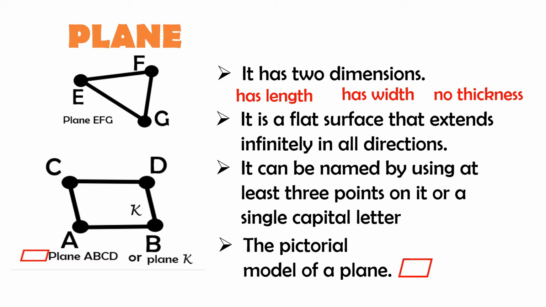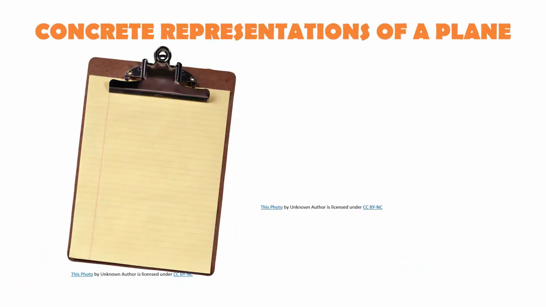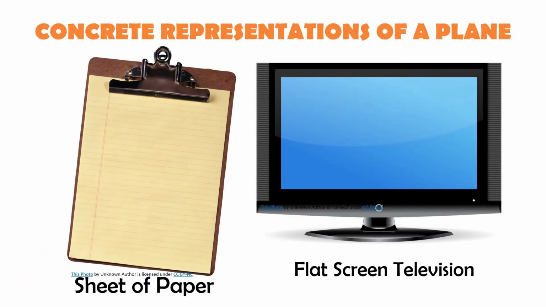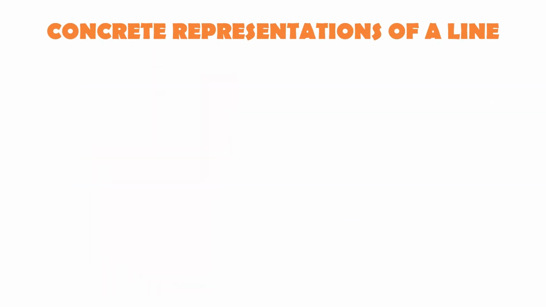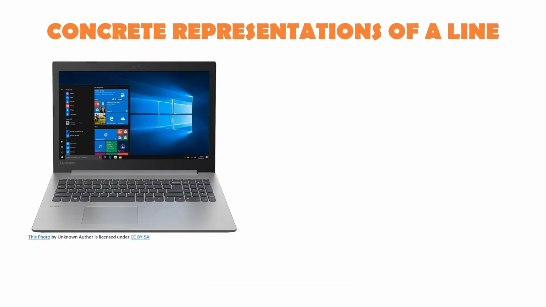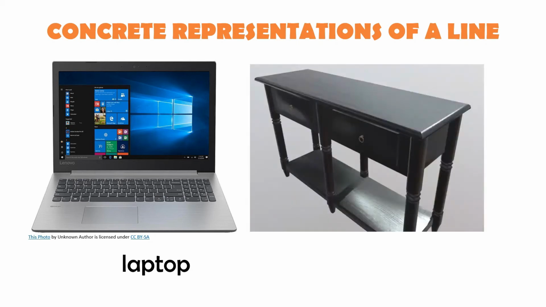These are the concrete representations of a plane. We have a sheet of paper and a flat screen television. We can also include the screen of a laptop and the top of the table.